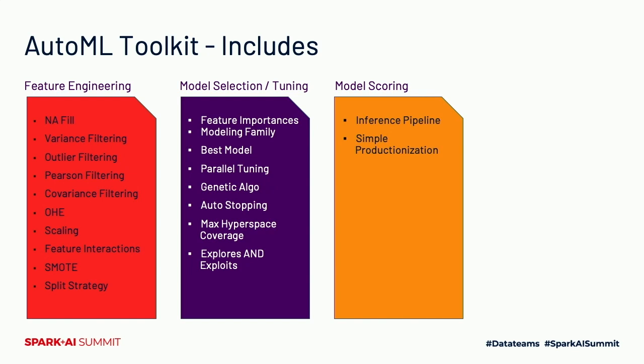Then it also includes an inference pipeline to simplify scoring. And one of the things that we wanted to do as we progress this is to make it very simple to hand off between use cases, between teams, and to DevOps when you're ready to productionize.